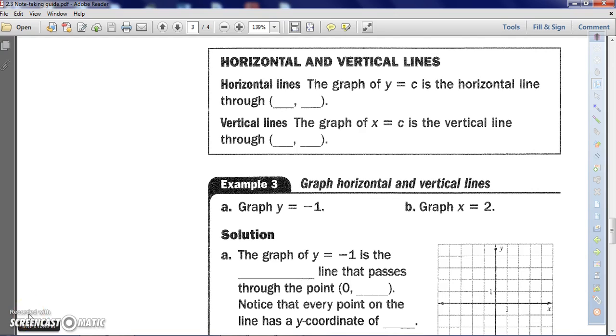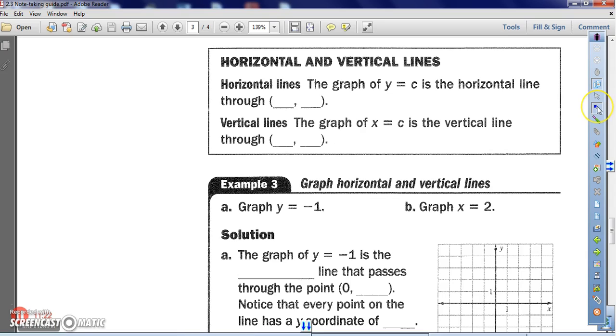The next thing we're going to talk about is horizontal and vertical lines. Now, a horizontal line is one that has a slope of 0. And our equation in general, if it's a horizontal line, it only has a y in it. It's going to look like the line y equals c, where c is a number. Again, it's a horizontal line, and it goes through the point 0, c.